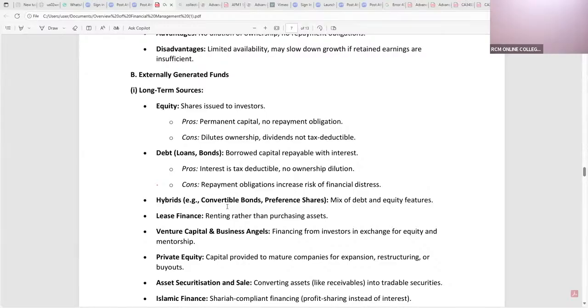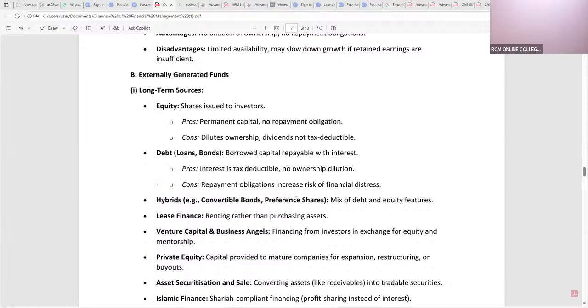All right. So, ladies and gentlemen, when it's a convertible bond, it means that at some point, if I feel like I want to become a shareholder of this company, I can trade in my bond contract for shares. That's convertible. Then preference shares. So we have their mix of debt and equity features here.